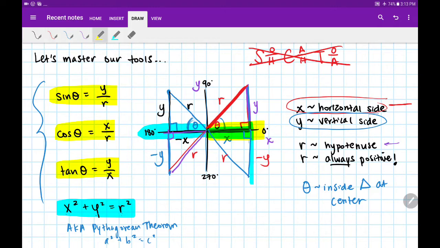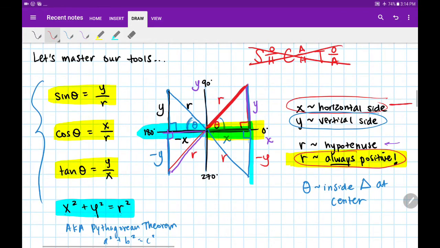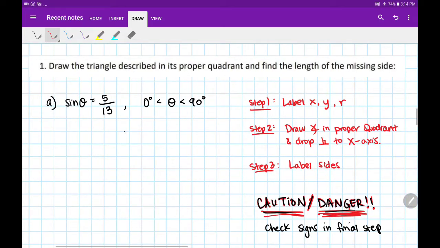And notice that r is always positive. We never changed its sign. So please commit that to memory. While x and y can change based on their location, r is always positive. So now that we got that down, we can do our first example.